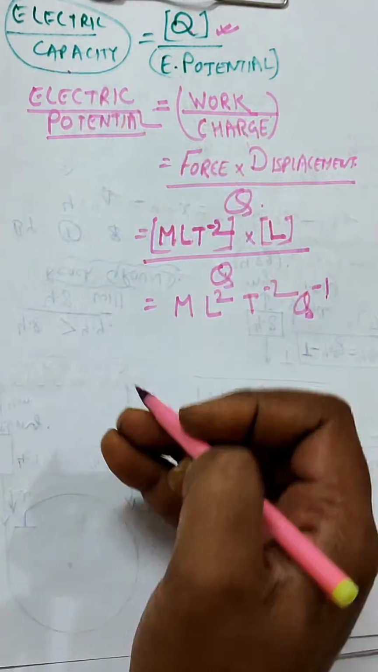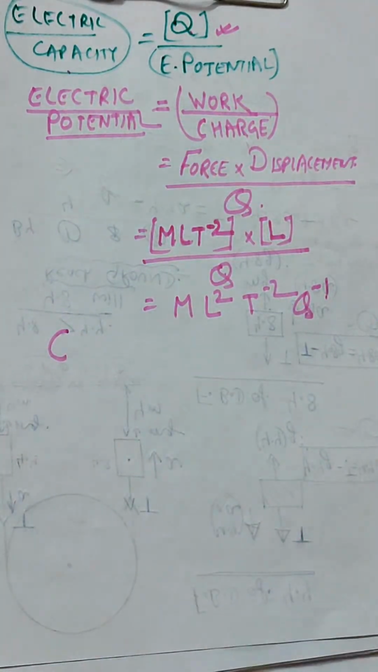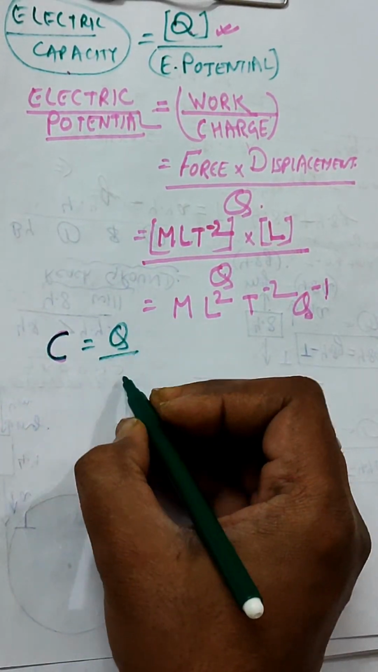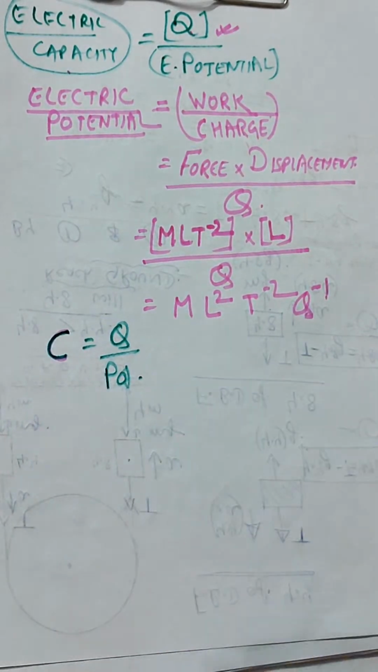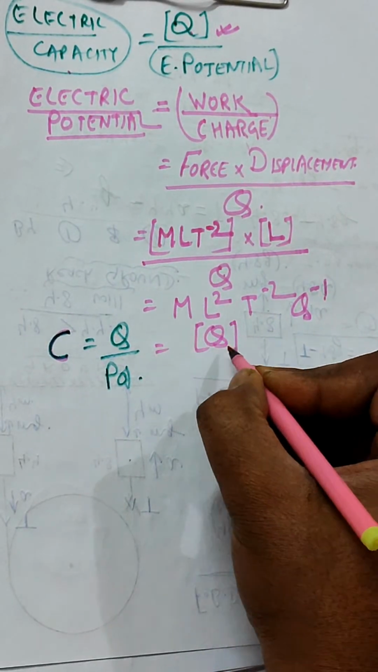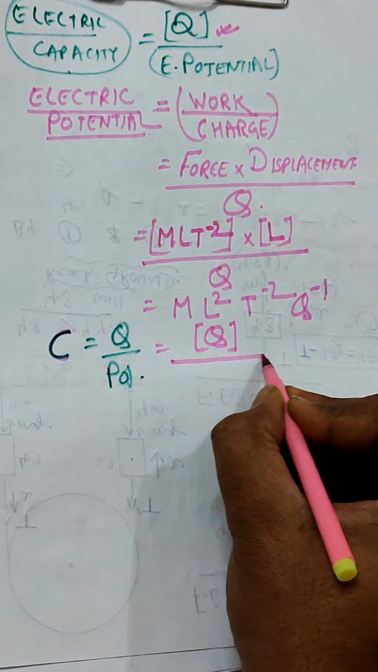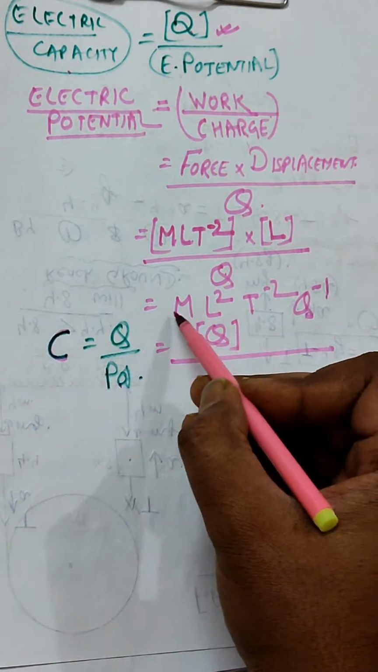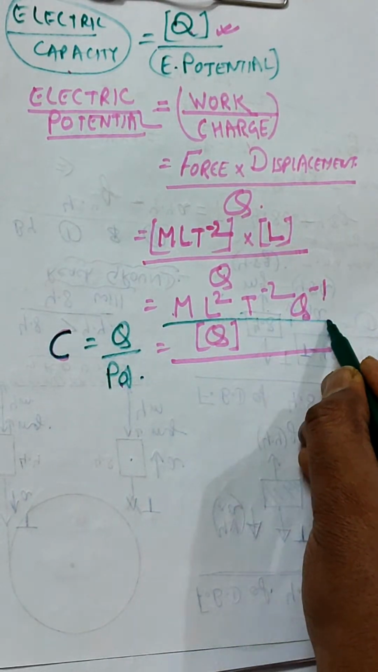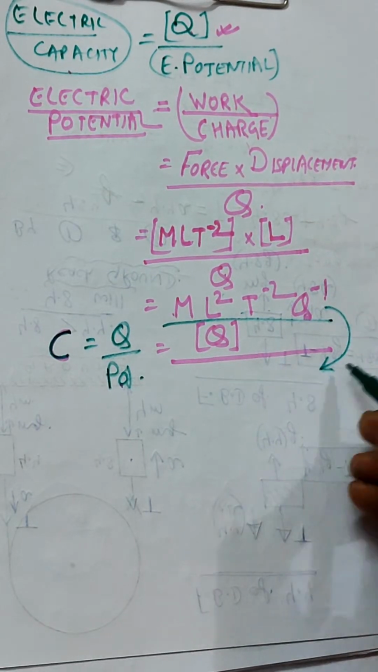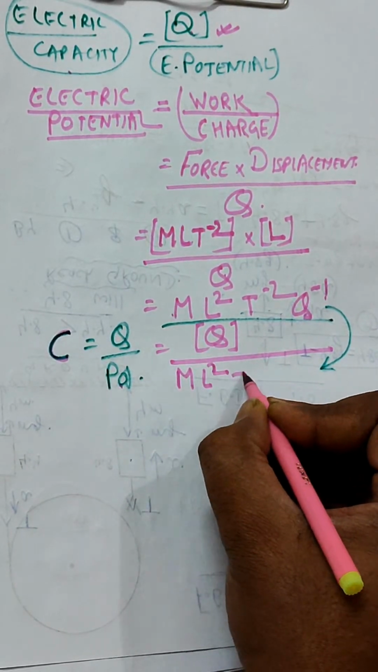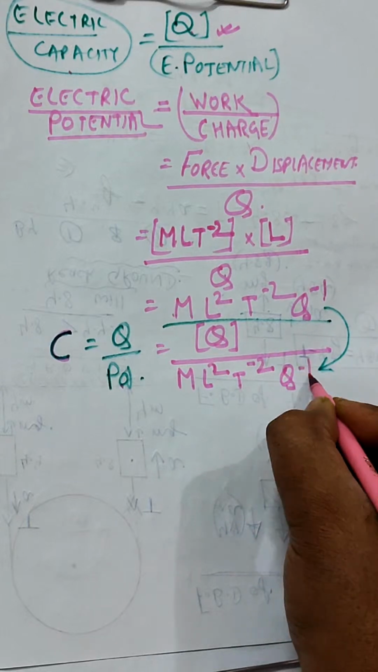Now, as per the definition of electric capacity, C can be written as Q by electric potential. So in place of Q, it will be simply the dimension of Q, divided by the dimension of electric potential, which we have derived, ML²T⁻¹Q⁻¹. This will come into the denominator, so this will give you ML²T⁻²Q⁻¹.